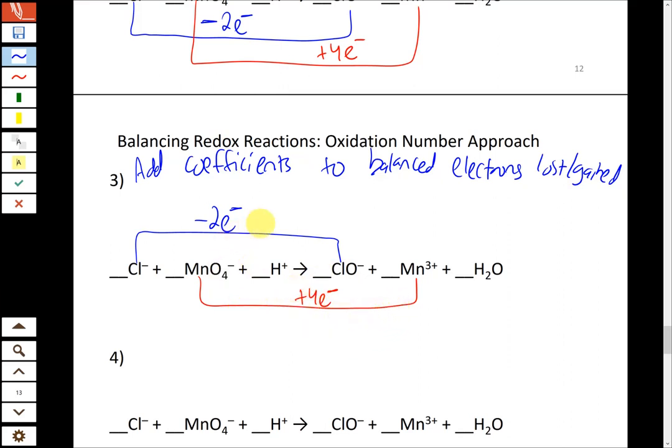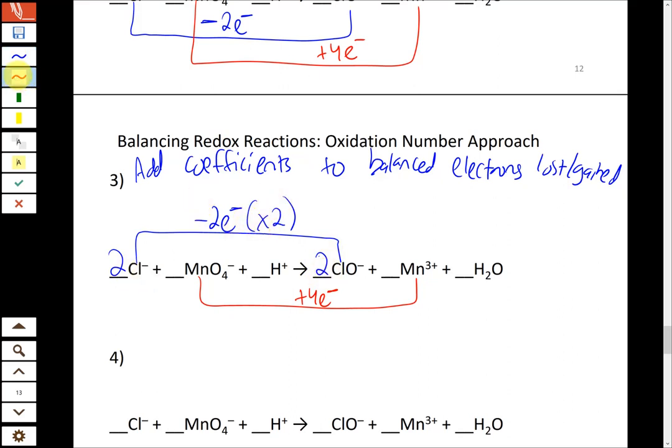Those need to be the same. The way that we make them the same is we have to find the least common multiple between them, which is going to be 2. So we have to double this to make sure that now they're both 4. If we have this one happening twice, that's going to mean we were losing 4 electrons and gaining 4 electrons. And so we're going to put coefficients of 2 in front of each of those so that process happens twice for a total of 4 electrons.